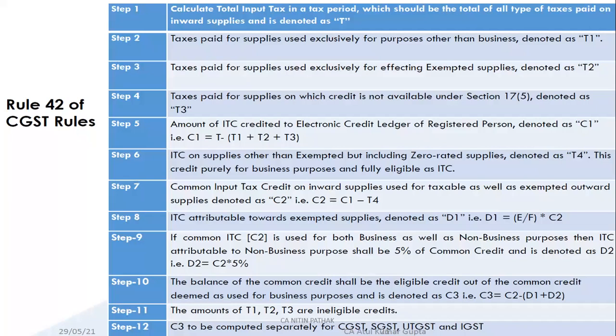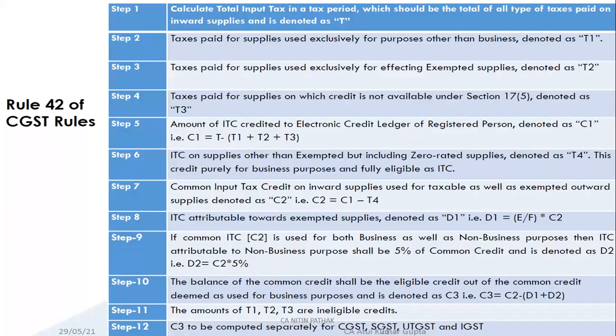Before going to 42 and 43, there is a mechanism by which your ITC is available, including on capital goods. Let me take a case of ITC. These are the steps 1 to 12 you need to follow for rule 42. Rule 42 says that you have some input tax credit, and that input tax credit is used for the purpose of exempt items, exempt services and taxable services. To apportion these, they have given a complete mechanism. We are not going to discuss it because it is lengthy.